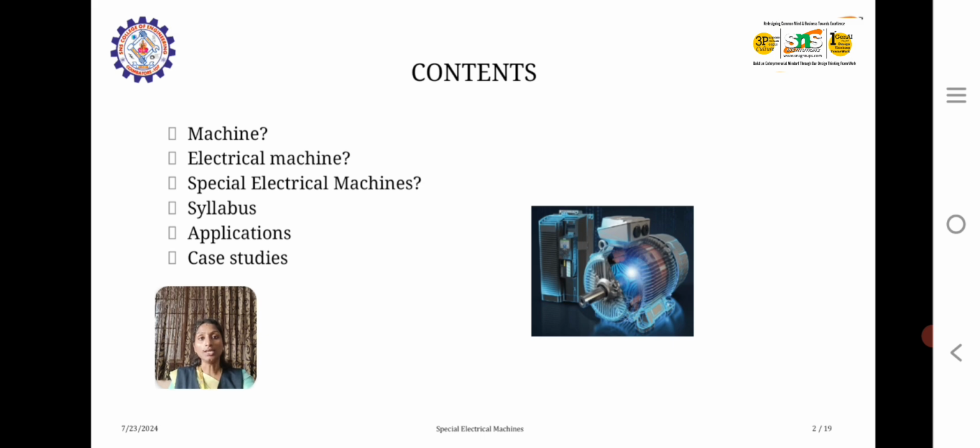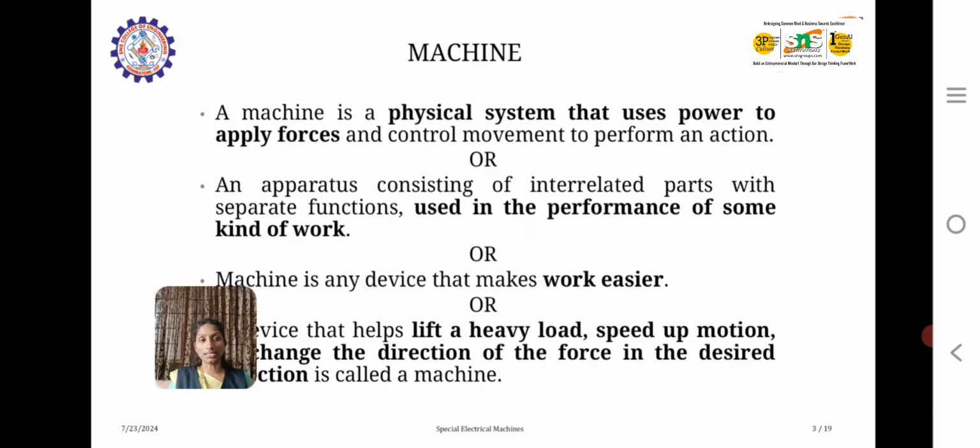A machine is a physical system that uses power to apply force. So by giving a force, it will give an output and a controlled movement to perform an action. An apparatus consisting of interrelated parts with separate functions, used in the performance of some kind of work, also defines what is a machine. A machine is any device that makes work easier.